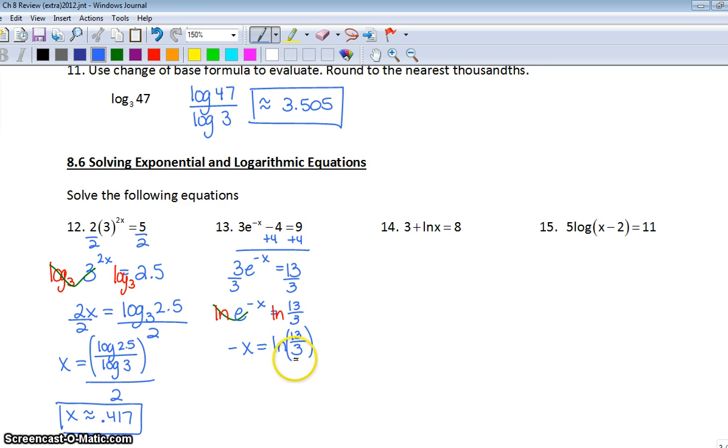Now you're not going to use the change of base for that one, because it's not a base of 13 and a base of 3. It's the natural log of 13 thirds. Divide by a negative 1.